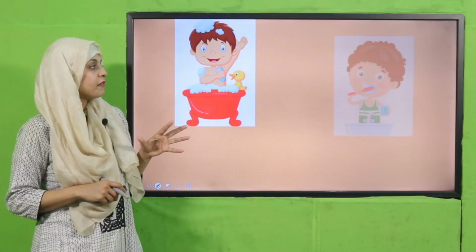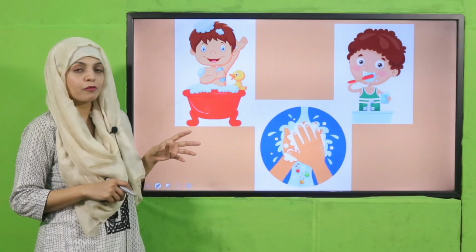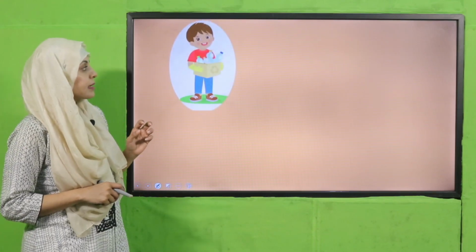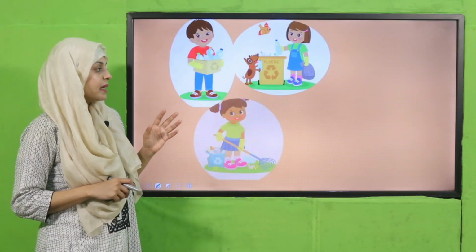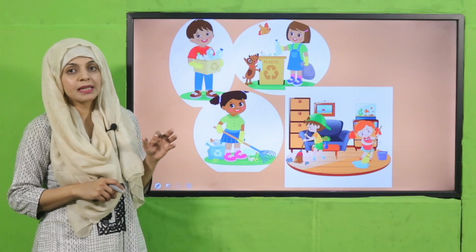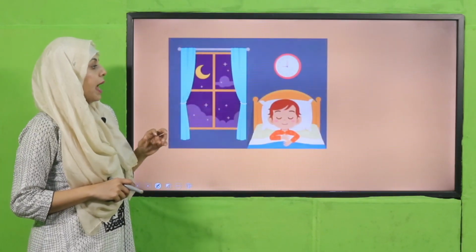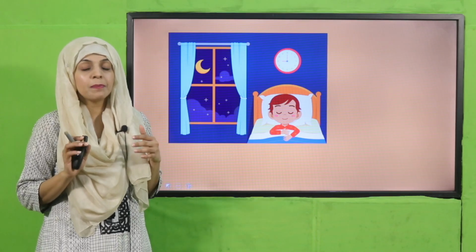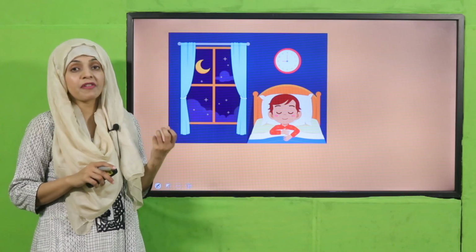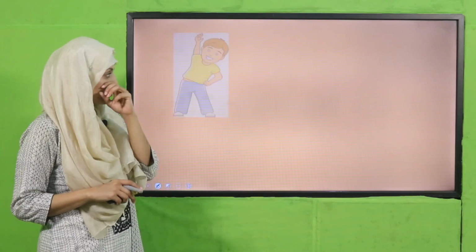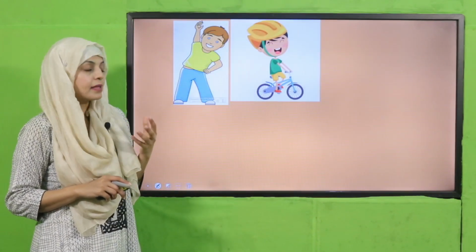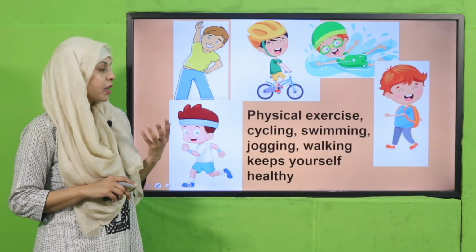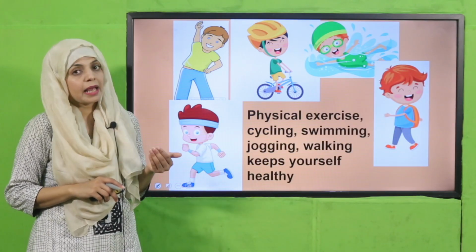So keep yourself clean, bath, brush and hand wash to keep yourself clean and healthy, stay away from diseases. Next is keep your environment clean to stay away from diseases and germs. And you must take 6 to 8 hours sleep, deep sleep to work more effectively and efficiently. Take exercise, cycling, jogging, walking, swimming, running, stretching to keep yourself healthy and active.